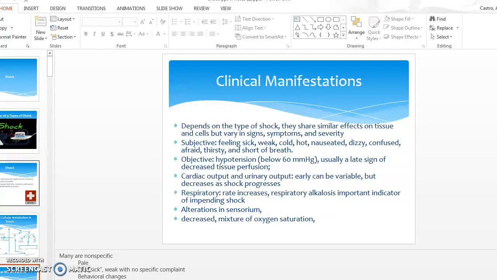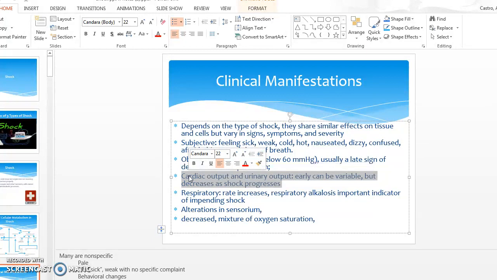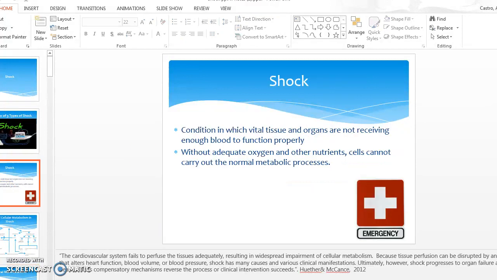So again, very subjective information. This could be caused by a whole number of things, but for our objective information, go back to thinking about perfusion. What are our biggest players in perfusion? That's our cardiopulmonary system. So we're going to see alterations in our cardiopulmonary system first. And these are the changes that you're going to see: a decrease in cardiac output and heading into respiratory alkalosis with an increased respiratory rate.